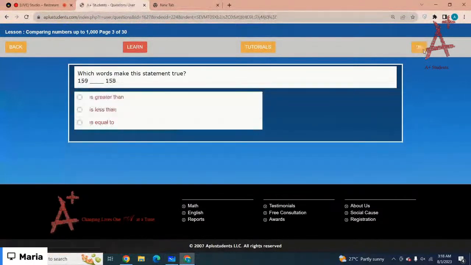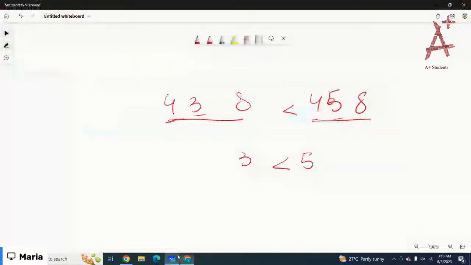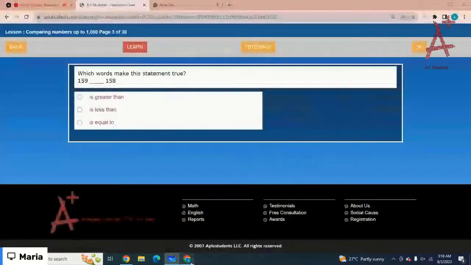Okay, which words make the statement true? 159 and 158. So start with the digit that is at the hundreds position. So 1 is at the 100 position on both sides, then both numbers' 1 is equal, right? Now just look at the tens digit, 5 and 5, again the tens digit is also equal. Now just look at the digit that is at the ones position. You have to compare 9 and 8. So 9 is greater than 8, that means 159 is greater than 158. So the correct option is greater than.